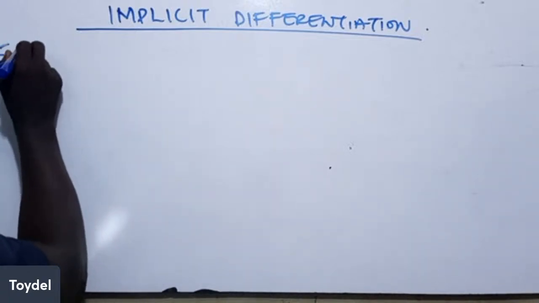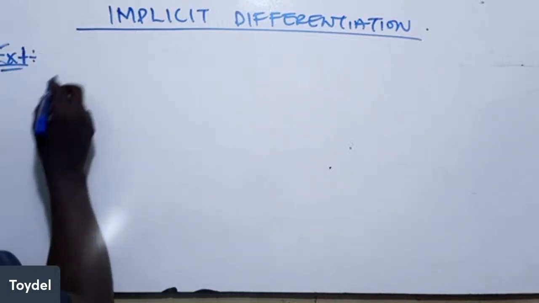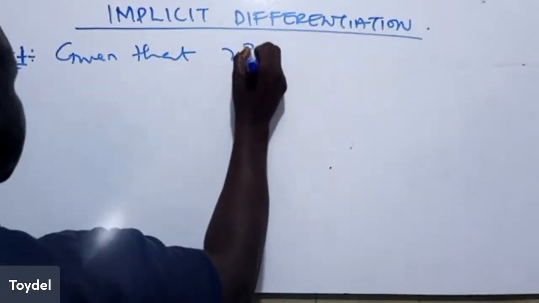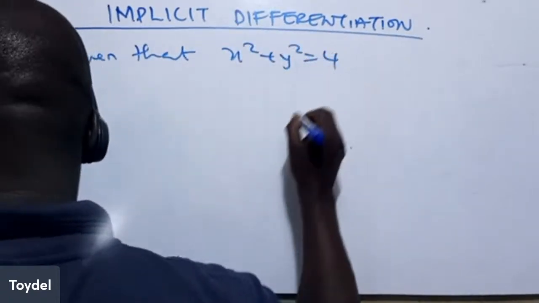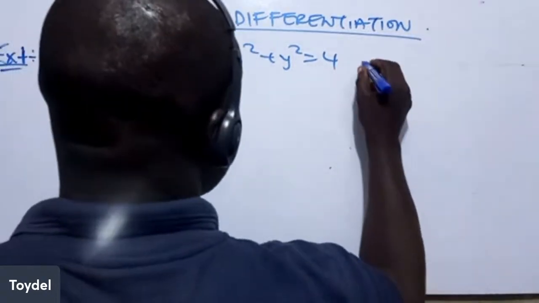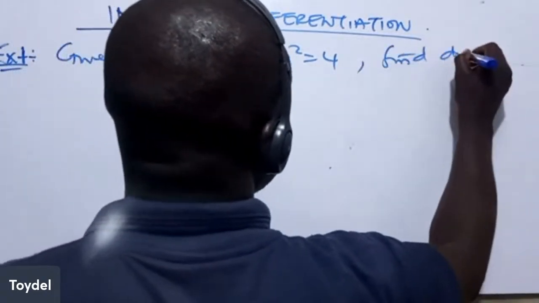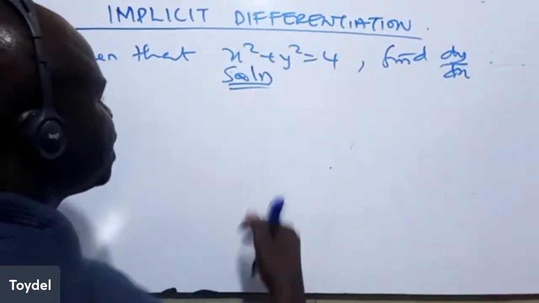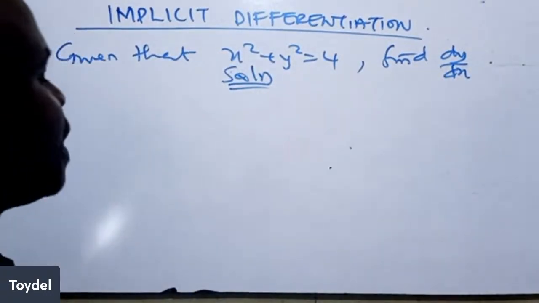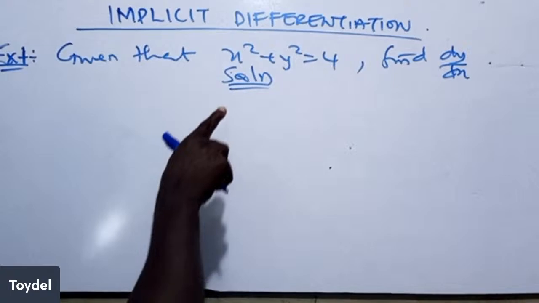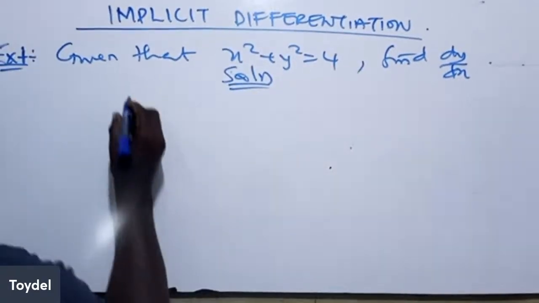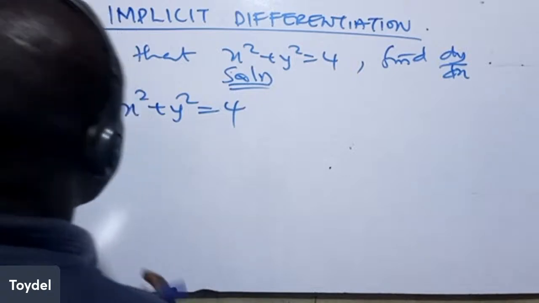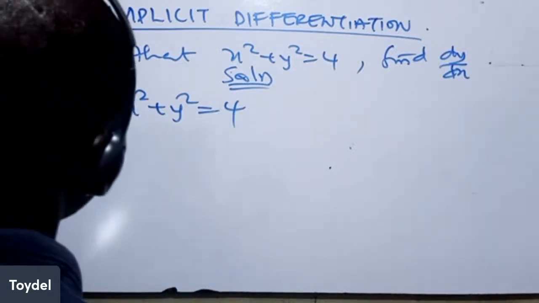I want to use an example to explain. Example 1. The question is, given that x squared plus y squared is equal to 4, find dy/dx. Look, in this case we have both the dependent variable y and the independent variable x. We have them together: x squared plus y squared is equal to 4, and we want to find dy/dx. So how do we get dy/dx? This is what we do.